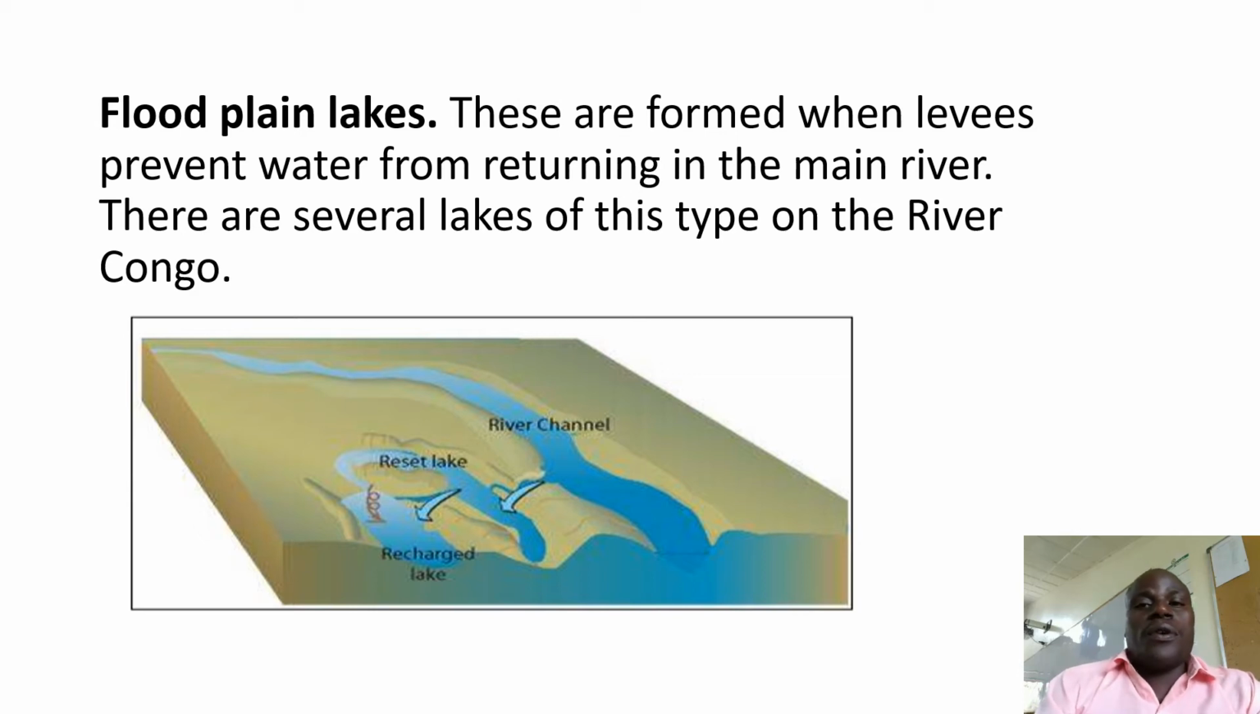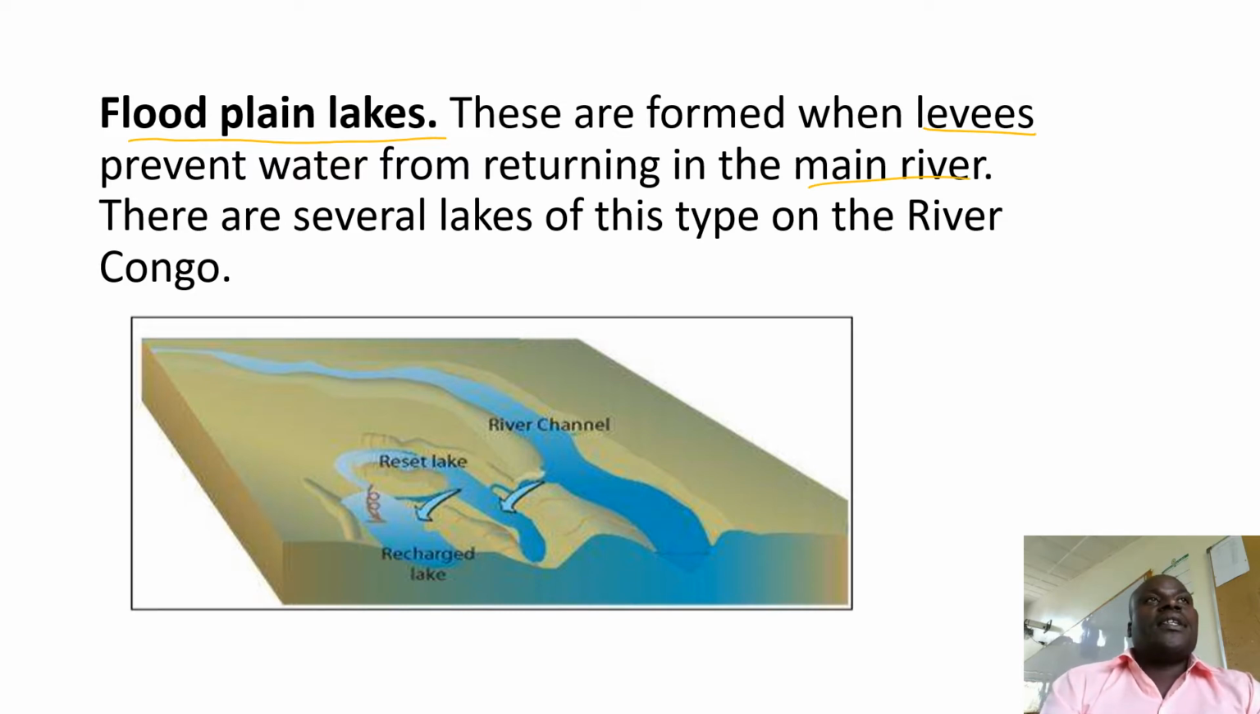This is lesson 4. We are still looking at types of lakes according to their mode of formation. And this brings us to floodplain lakes. These are lakes formed when levees prevent water from returning to the main river.